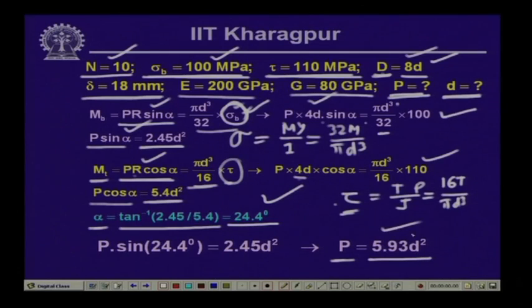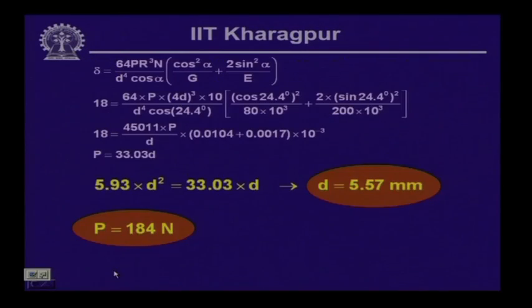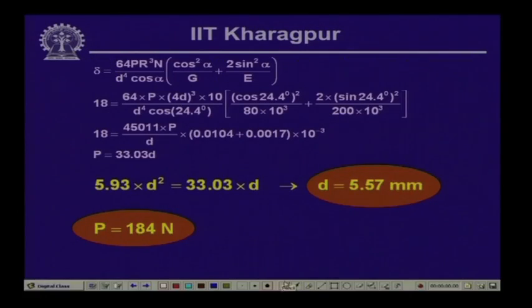Also, now that we know the limiting deflection, which is equal to 18 millimeter, and the value of the deflection delta is given by 64 P r cube n by d to the power 4 cos alpha times cos square alpha by G plus 2 sin square alpha by E, and if we substitute these values of G, E and alpha, n is given as 10 and r, as you know, is equal to 4 d, we get P as equal to 33.03 d.